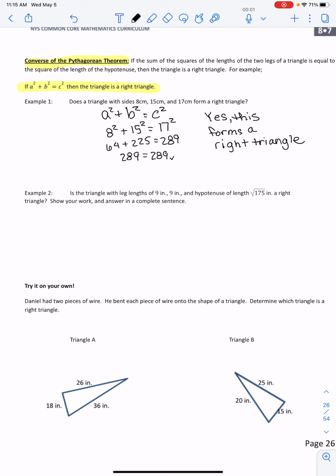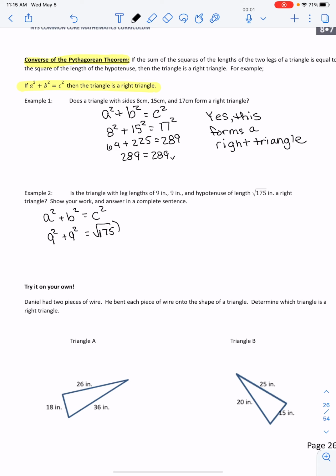Okay. In example 2, it says, is the triangle with legs 9 inches, 9 inches, and the hypotenuse of the square root of 175 a right triangle? Show your work and answer in a complete sentence. Well, we have a squared plus b squared equals c squared. So we have 9 squared plus 9 squared equals the square root of 175. Well, we have to square that. So we have 81 plus 81.